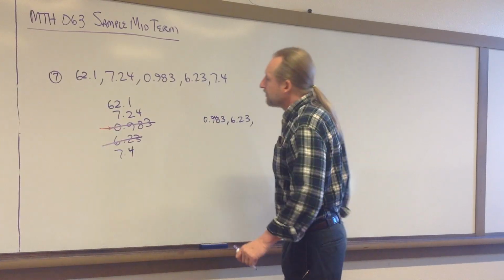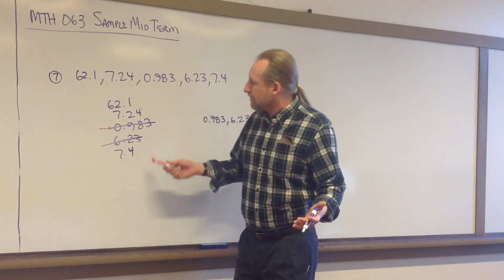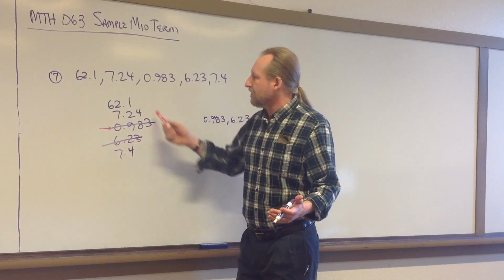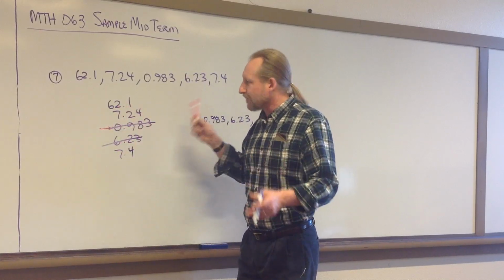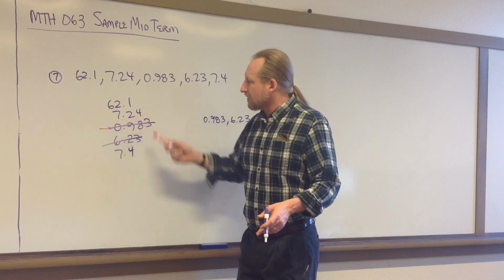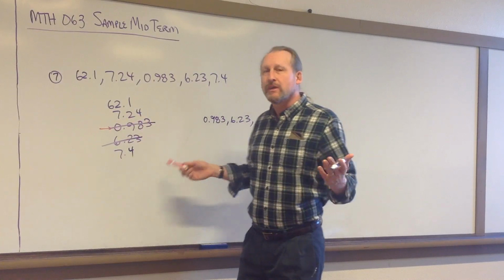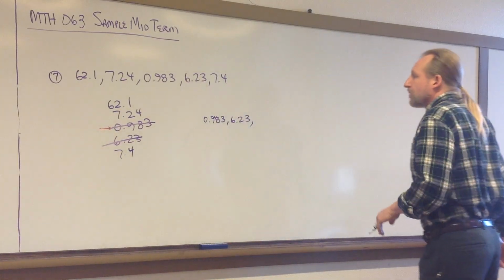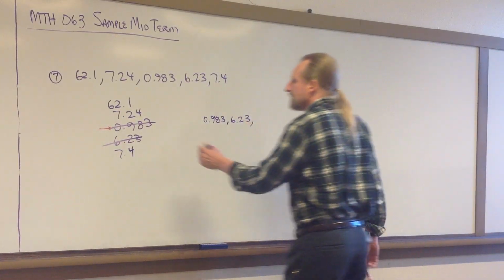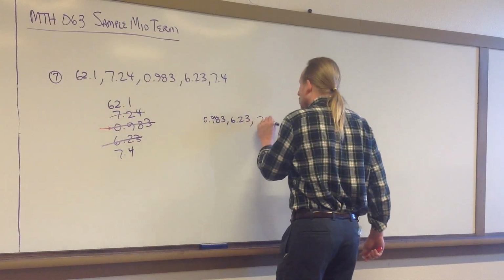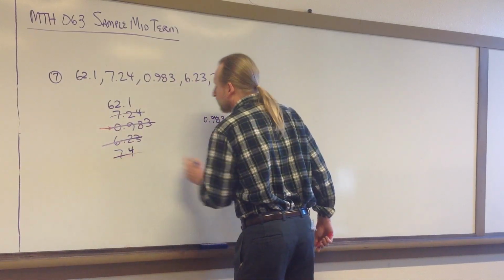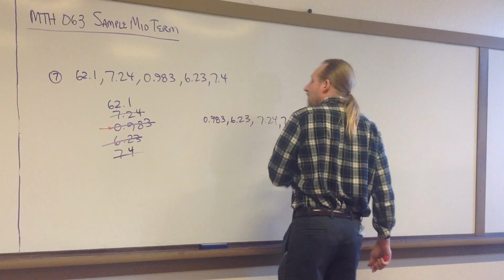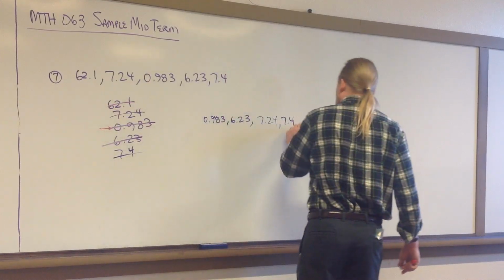The trick here is that sometimes people think of this as 74 and this as 724. If you think of this as 724, this is 740. That's the purpose of adding those zeros if you choose to approach the problem that way. So this is the next one, 7.24, and then 7.4, and then the 62 is the largest one.